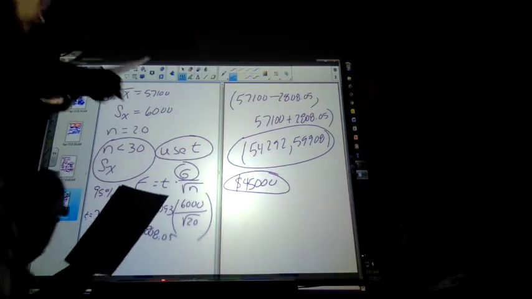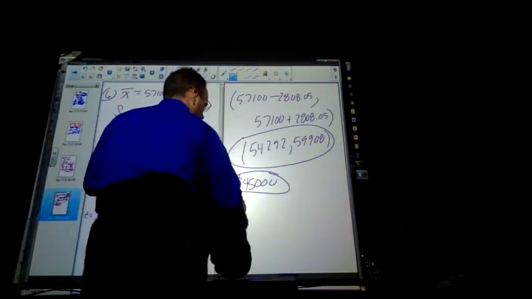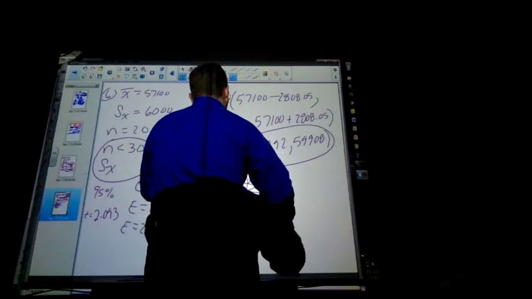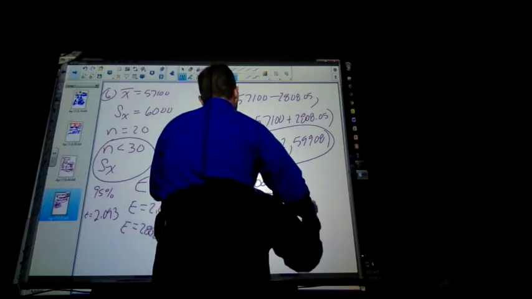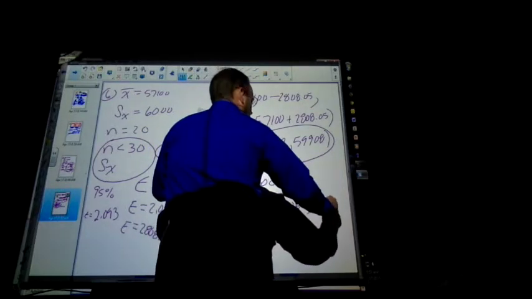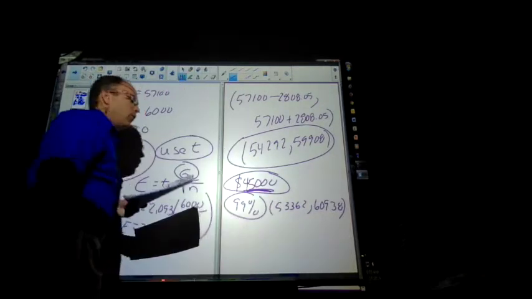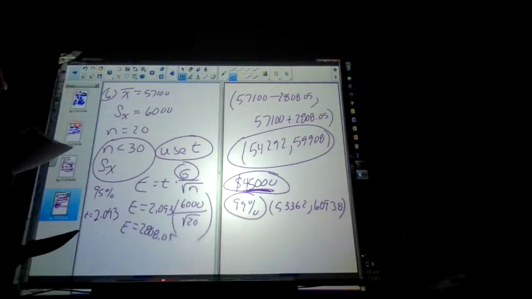But if you create a 99% interval, I'll just put it without going through the work, we go 53,362 and 60,938. So again, that's even more reinforcement to say 45,000 cannot be thought of as the actual annual salary. Okay, because now we're 99% confident, it's still outside of it.